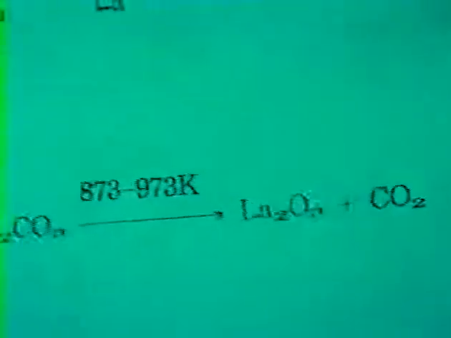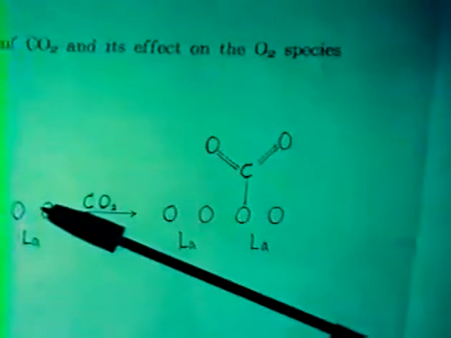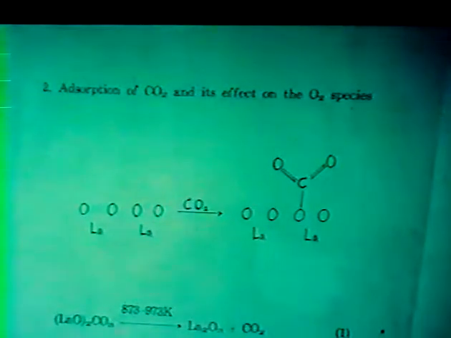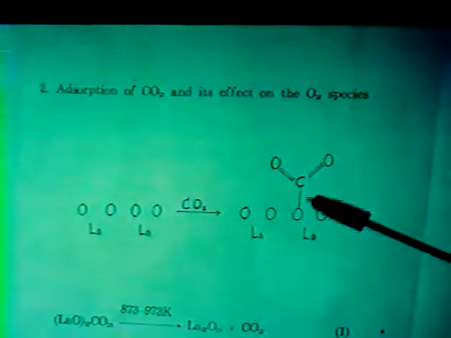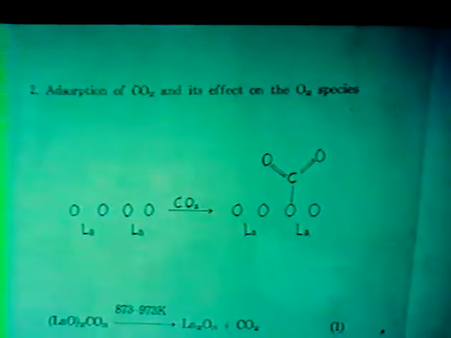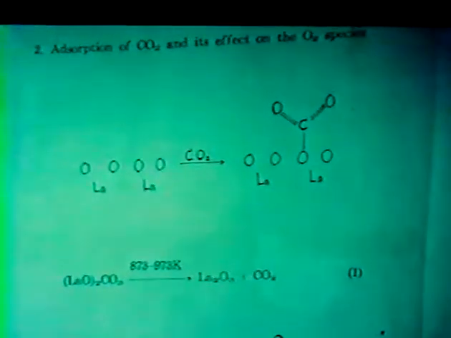We suggest that when carbon dioxide was introduced on the surface of the catalyst, it reacts with surface oxygen, lattice surface oxygen, low coordinate, and leads to the unidentified surface carbonate species formation.